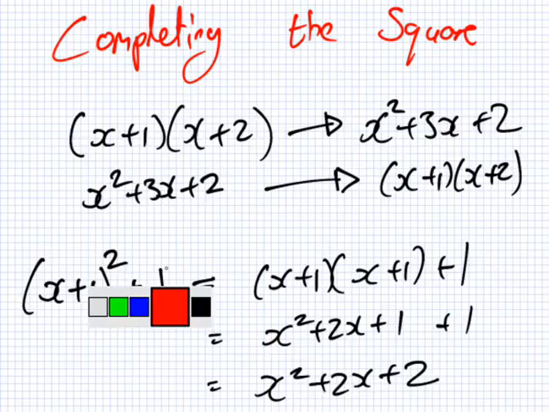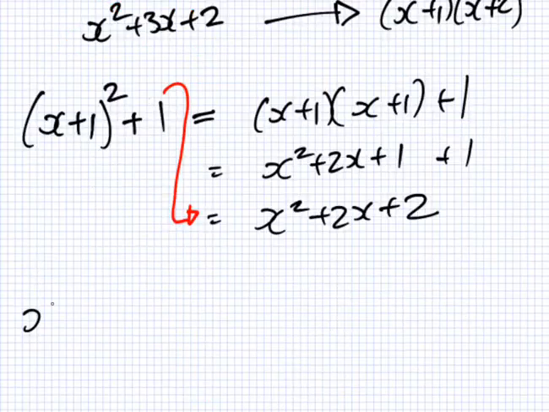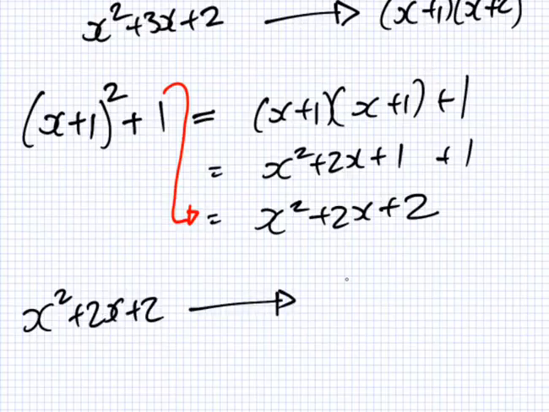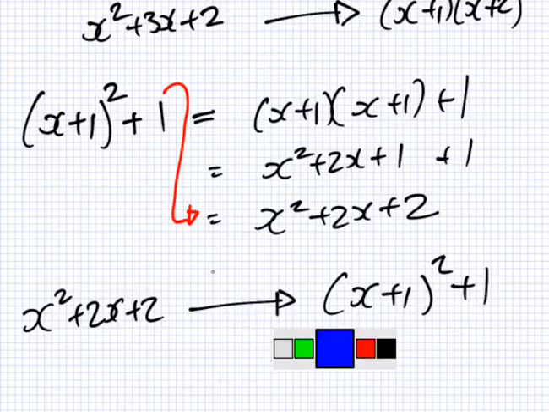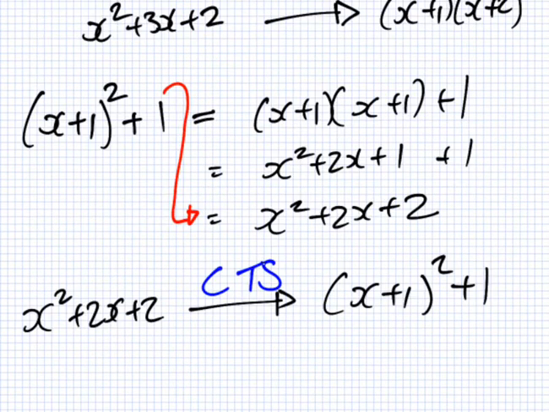So again, the verb for going this way is expanding. But what we'll be interested in today is going from here back to this form. So this is what we want to learn how to do today. This process is called completing the square, which is the name of the lesson. So I guess it's kind of like a verb, completing the square. So we'll learn how to go back to the form there.